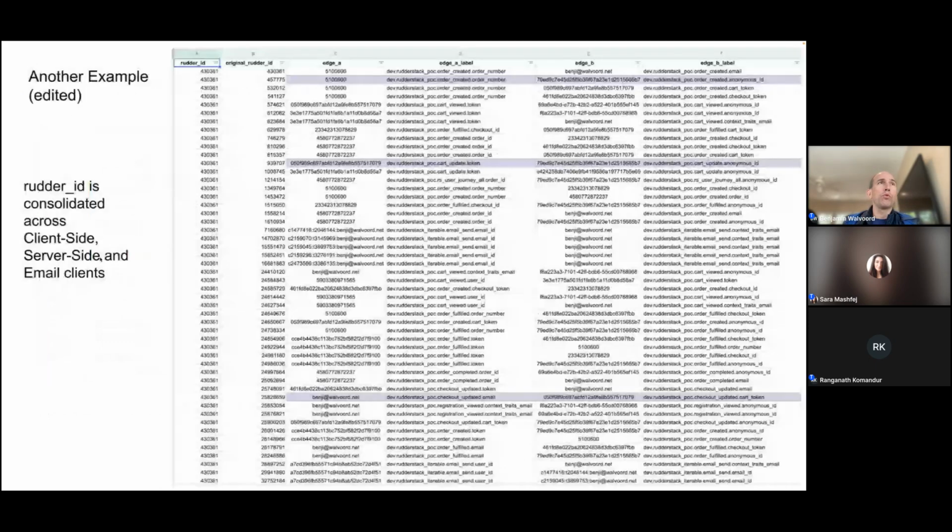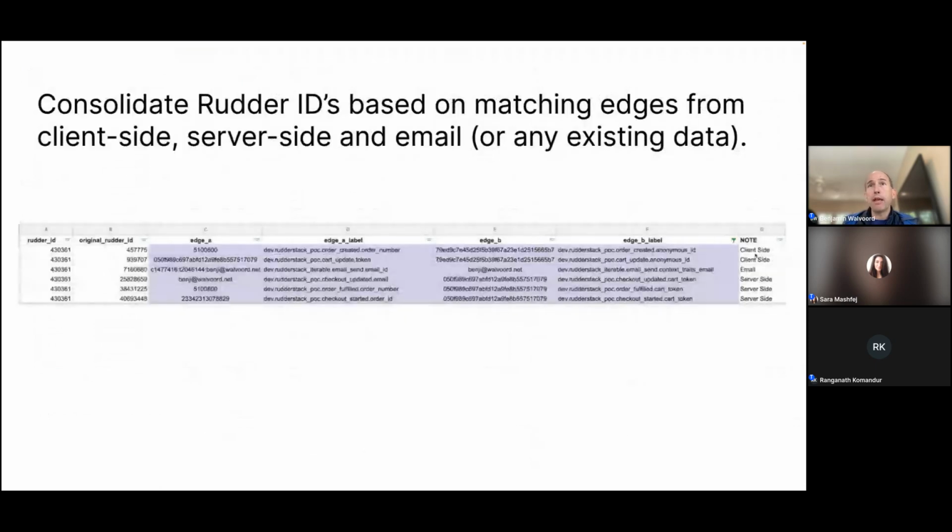This is another example where we're actually using order numbers, cart tokens, and order IDs, and persisting data from client side, email, and server side events.